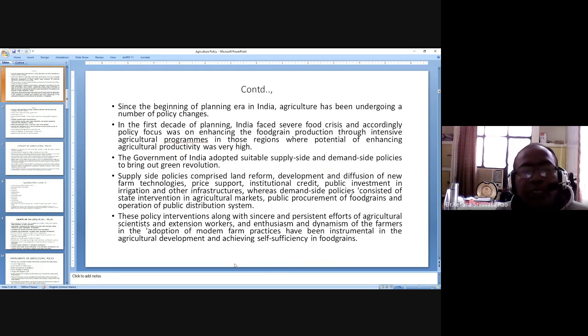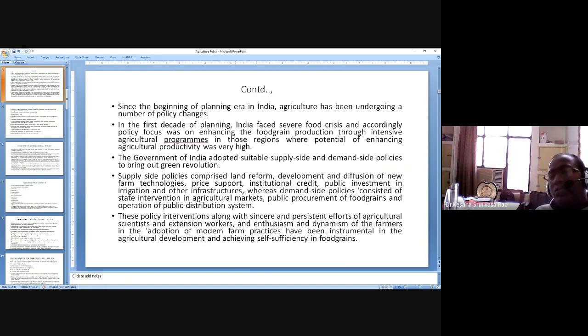The supply side policies comprised land reforms, as you all know very well. In India, the debate was there even before independence, but after independence we started implementing land reforms. Only for namesake were they implemented in all the states of India, but the land reforms have been successful in West Bengal and Kerala. In these two states, land reforms have been implemented more or less perfectly.